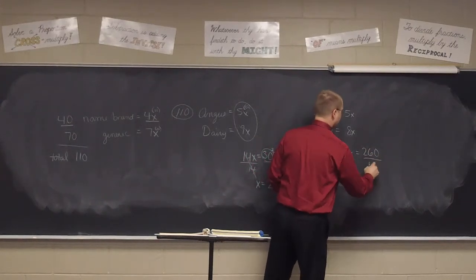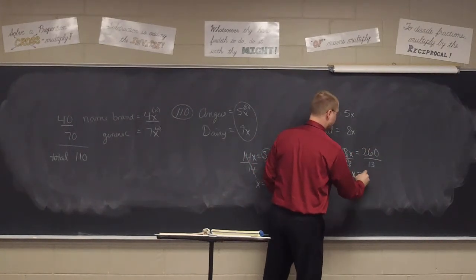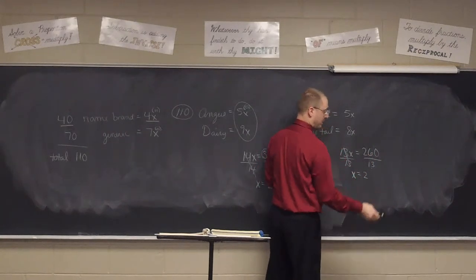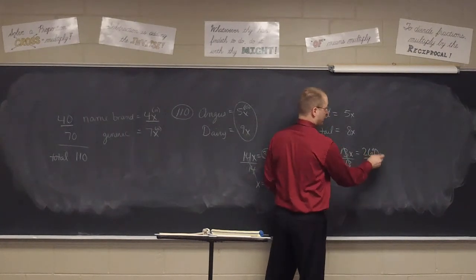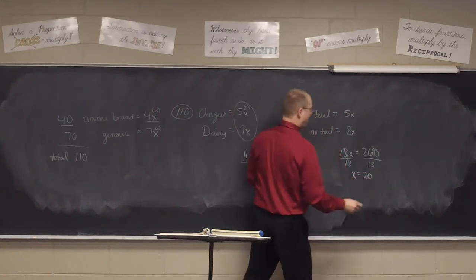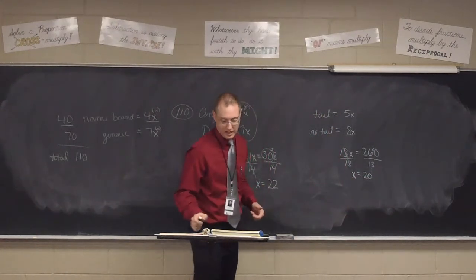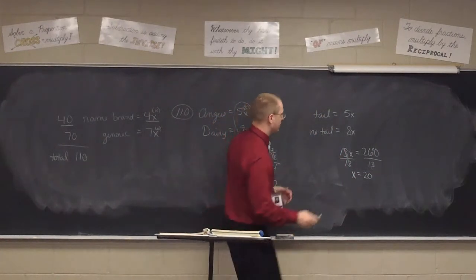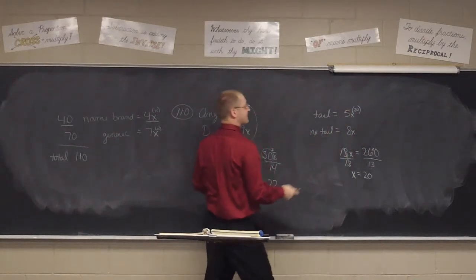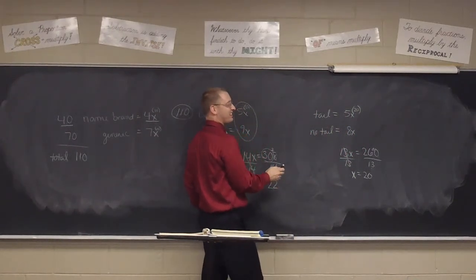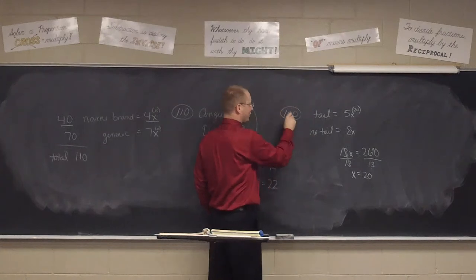And when we divide both sides by 13, let's see, 13 goes into 26. 2 times. How many left over? 0. None. 13 goes into 0. Zero. All right, so x is apparently 20. What did it ask for? Tails. How many tailed kites are there? 100.